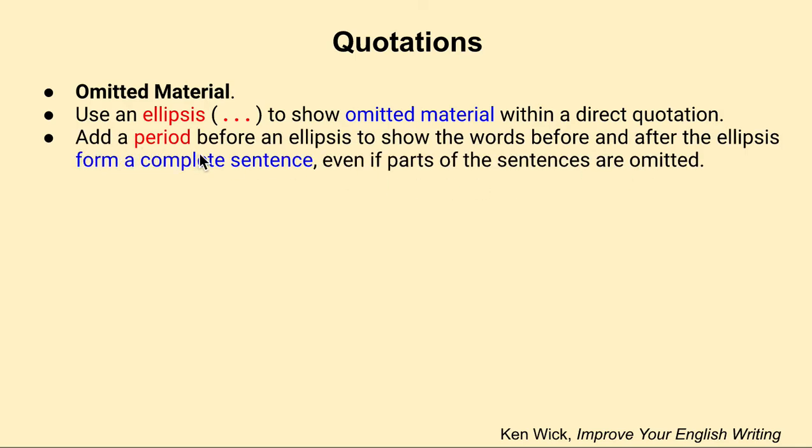And you add a period before an ellipsis to show that the words before the ellipsis and the words after the ellipsis form a complete sentence, even if parts of the sentence are omitted. So that's why you put a period. Sometimes people are confused. They'll see an ellipsis and they'll see 4 periods and they're confused. Why is it 3, not 4? The reason there could be a 4th period, as I'm going to call it, is that period shows that what comes before and after the ellipsis form a complete sentence.